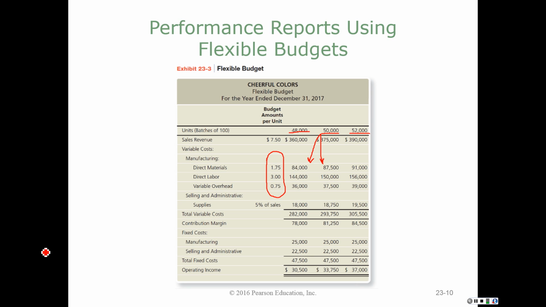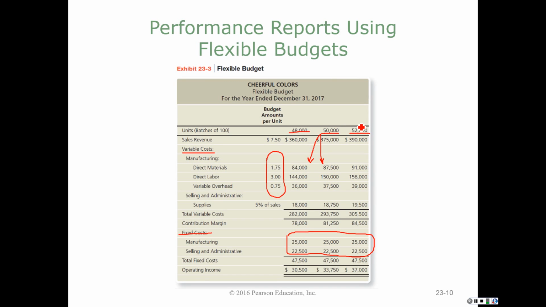And if you'll notice, these are our variable costs, but our fixed costs are at the bottom, and our fixed costs stay the same regardless of whether we manufacture 48,000, 50,000, or 52,000 units. So I use a flexible budget to determine what my operating income would be if I manufactured 48,000 units. How much would it increase if I manufactured and sold 50,000?